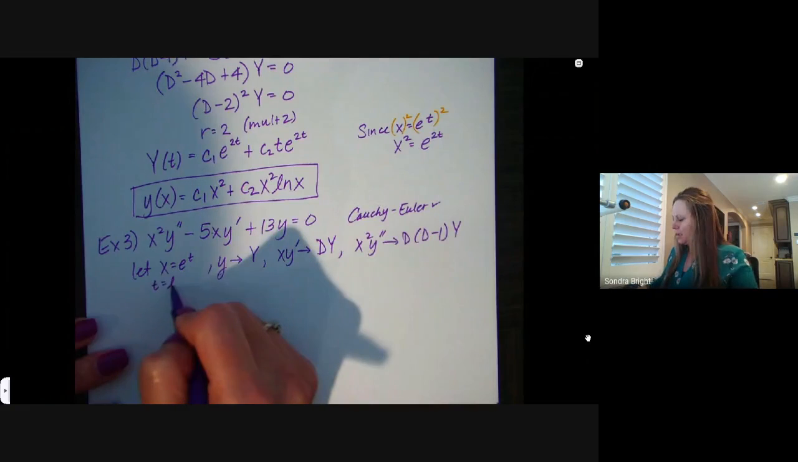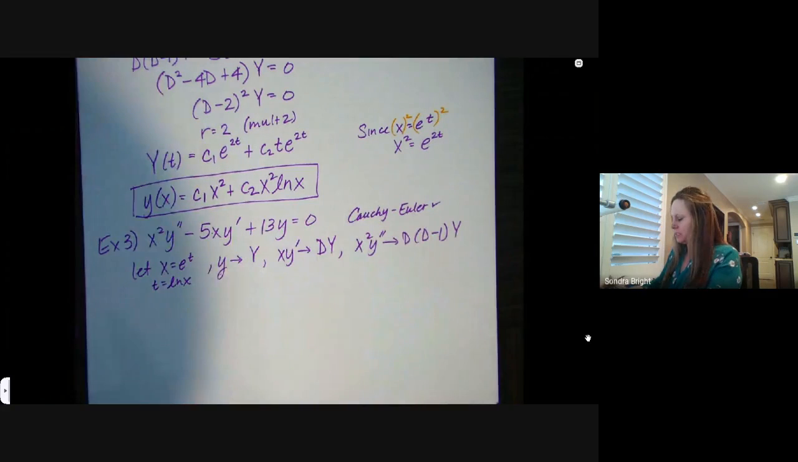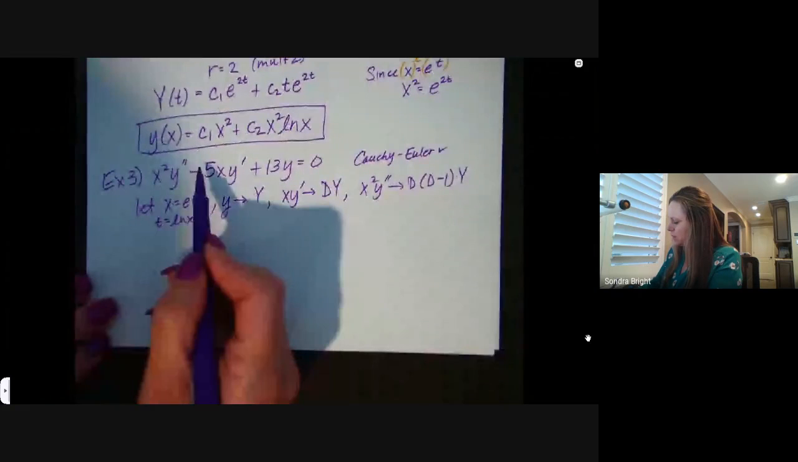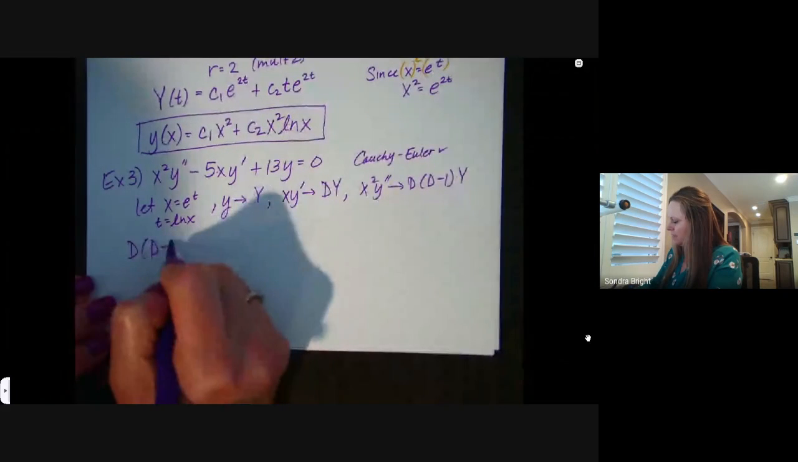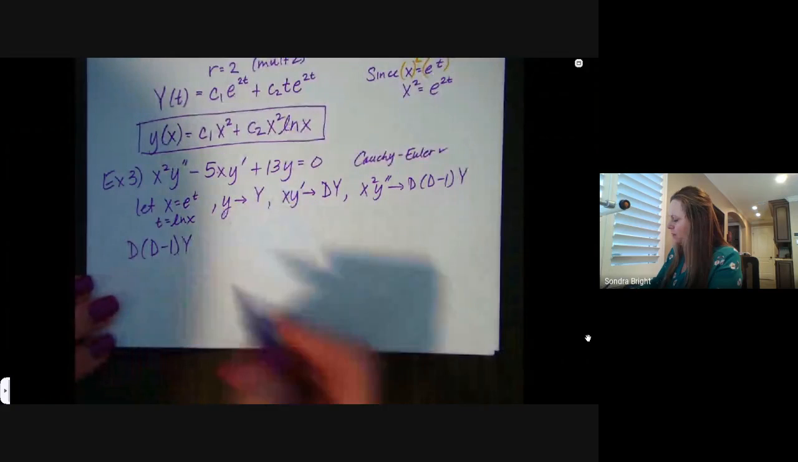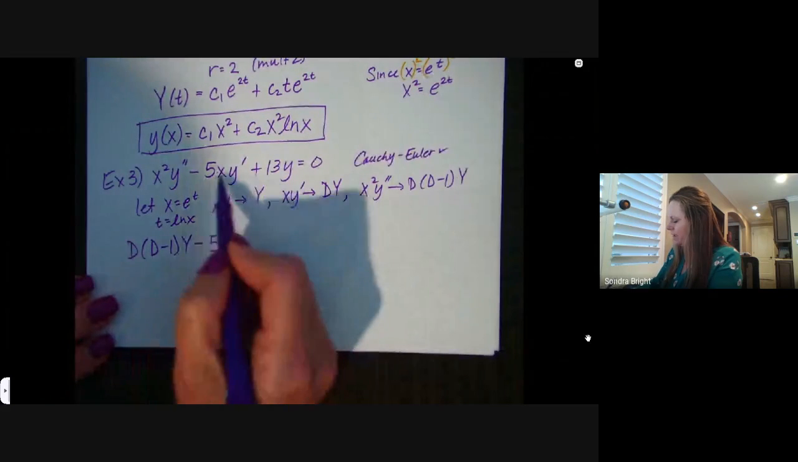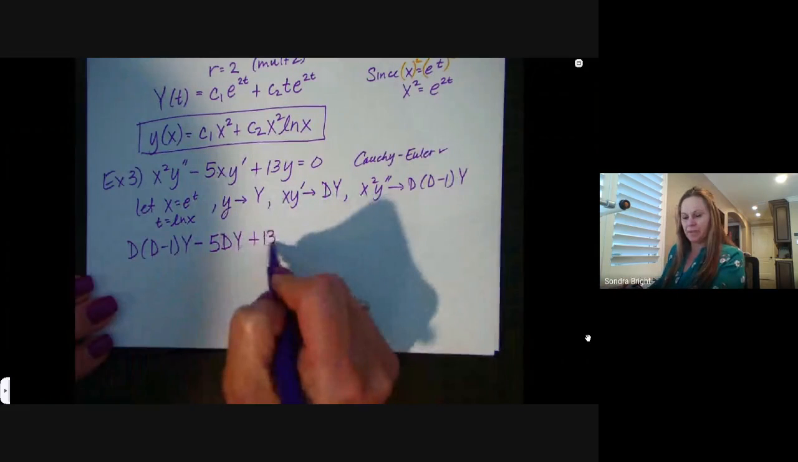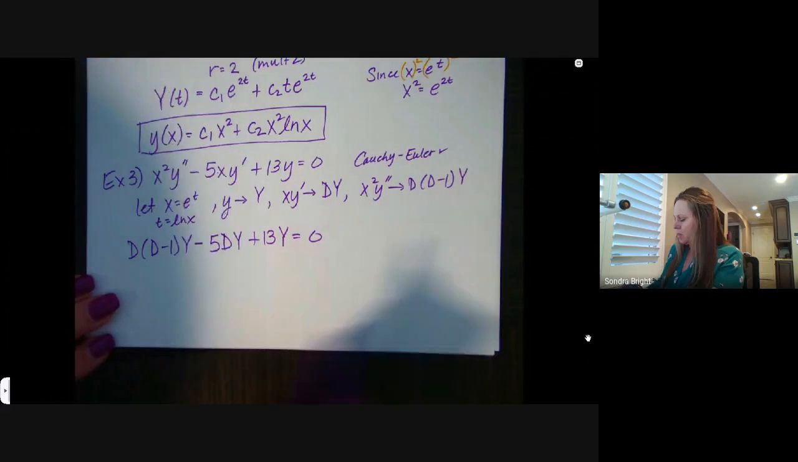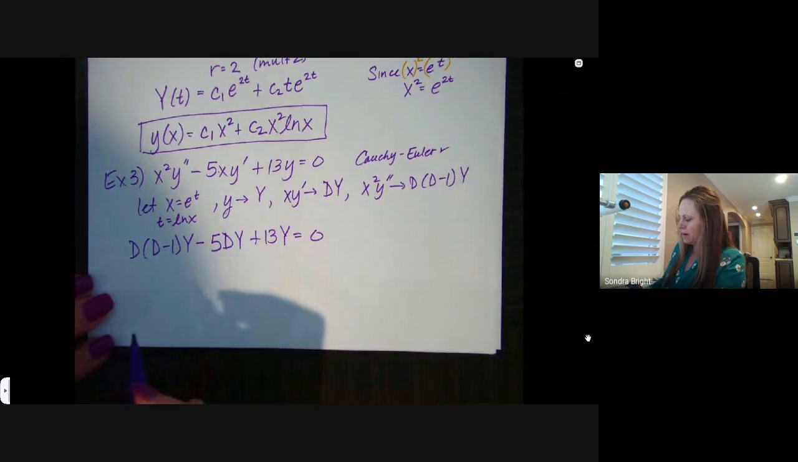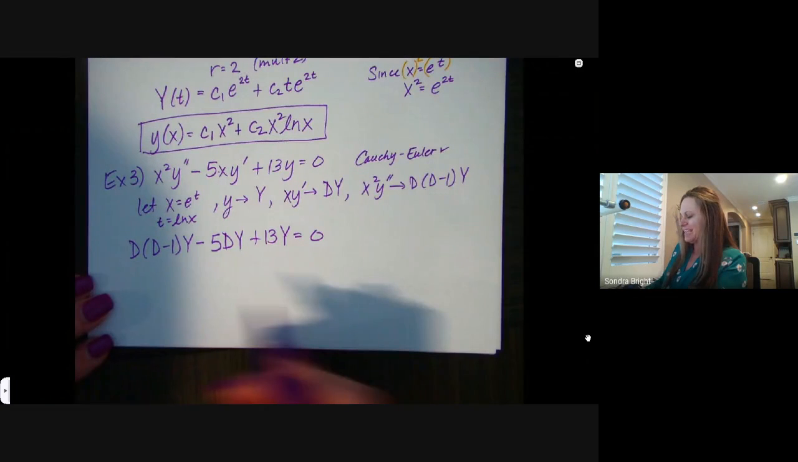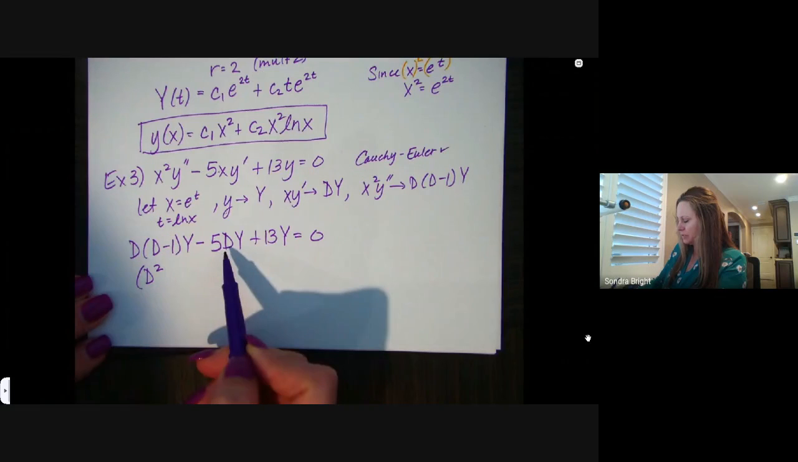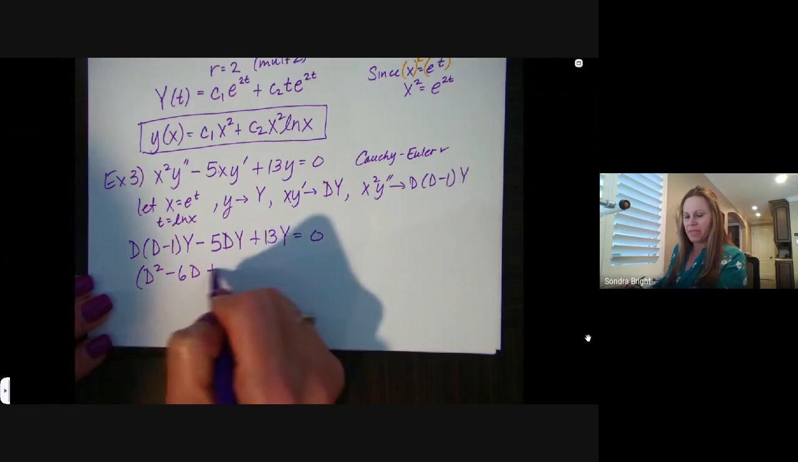Okay, doing our replacements here, substituting x squared y double prime with D times D minus 1 operating on big Y, and then minus 5 times x y prime, I'm replacing that with D Y, and then plus 13 times capital Y equals 0. All right, this means I've got D squared minus D, and minus another 5D, so minus 6D, and then plus 13, operating on Y is equal to 0.